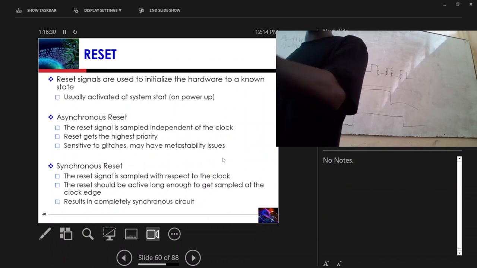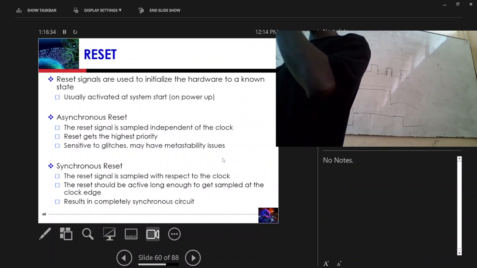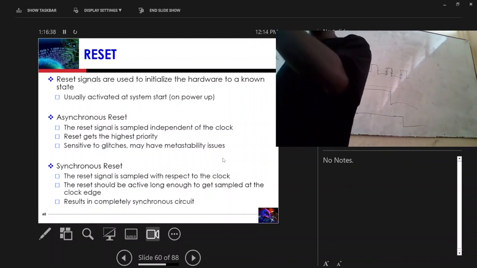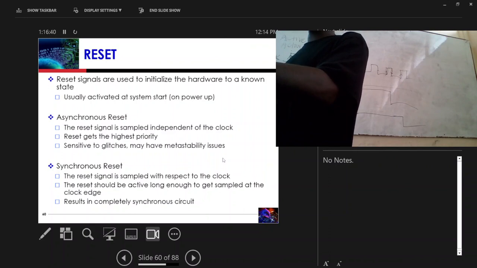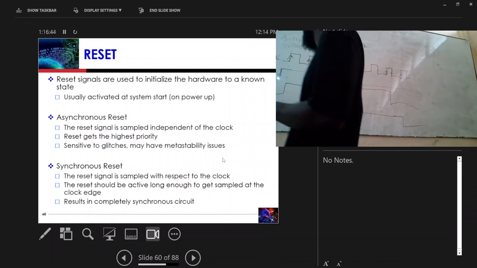Now there are systems that are asynchronous. Once the reset comes, it doesn't depend on the clock at all. The system resets. Understood? Let me give the example. Let me bring you here.